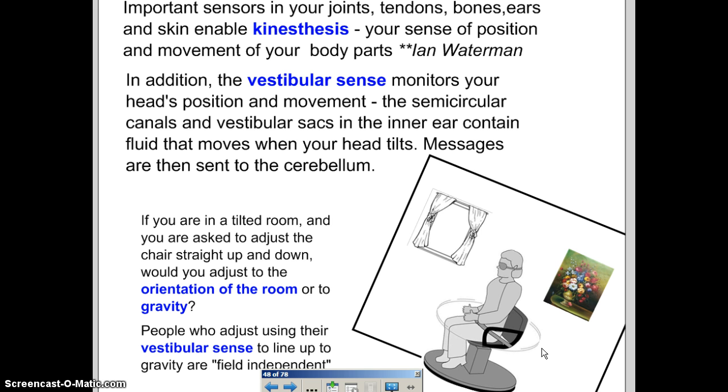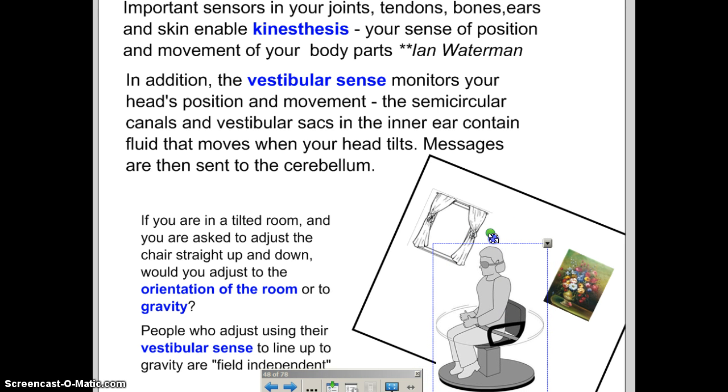They are then asked to make themselves upright. Some people will align themselves to the room, as the person in this image has done. In other words, they'll put themselves at the same angle as the floor lines. Others will align themselves to gravity. So, in other words, they would actually align themselves like this. So they will be out of sync with the room. People who adjust using their vestibular sense, not their visual cues, are called field independent. They have a stronger inner sense of balance.